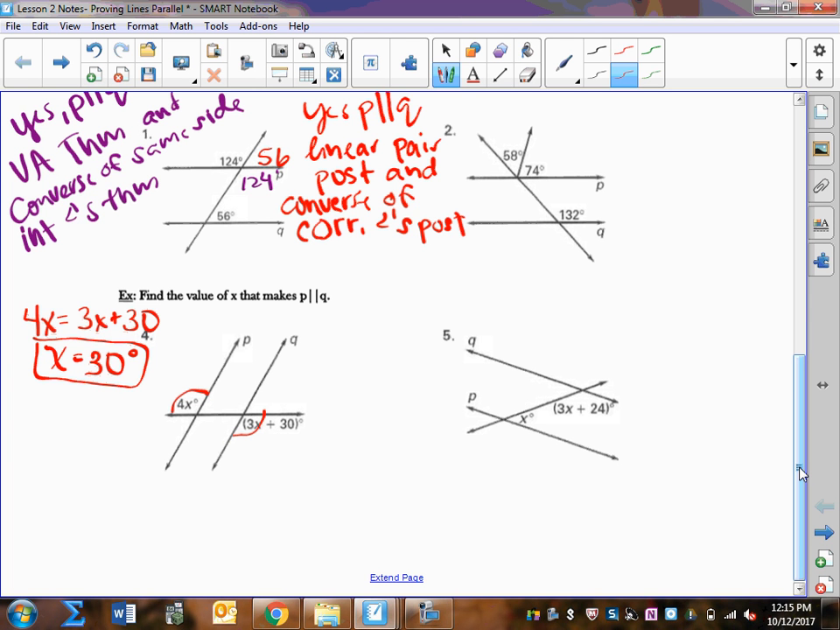Alright, what type of special angle relationship did we have? Good, same side interior. So what should be my equation that I'm setting up here? 3x plus 24 plus x equals 180. Good, 3x plus 24 plus x equals 180. Do we agree with this? Yes. Okay, real quick, check your answer with someone nearby you, see if you got the same thing.